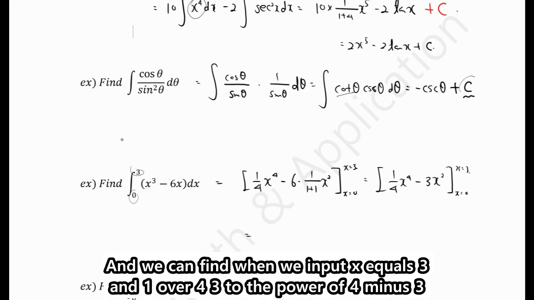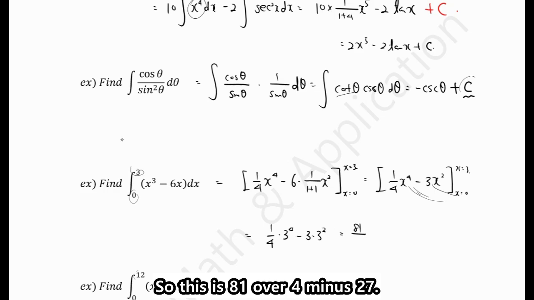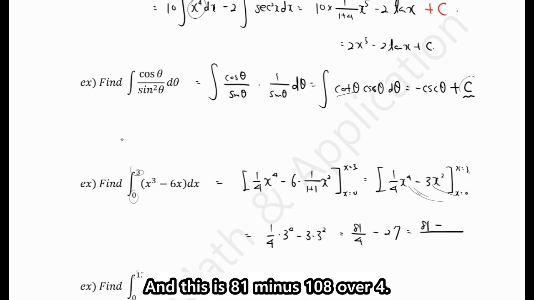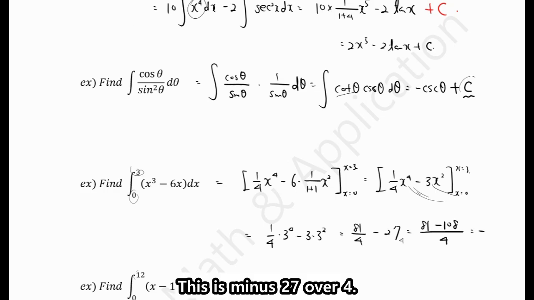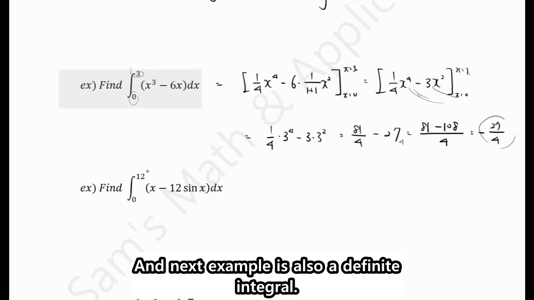And we can find, when we input x equals 3, 1 over 4 times 3 to the power of 4 minus 3 multiplied by 3 squared. When we put 0 in this formula, this is 0. So this is 81 over 4 minus 27, which is 81 minus 108 over 4. This is minus 27 over 4. This is the answer.